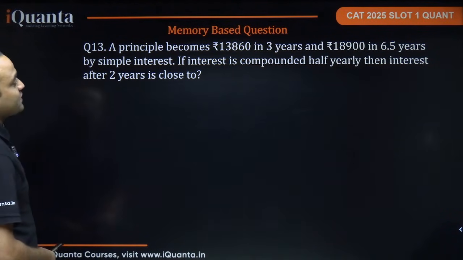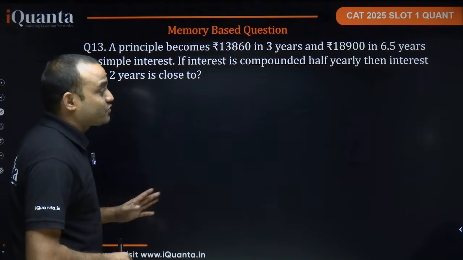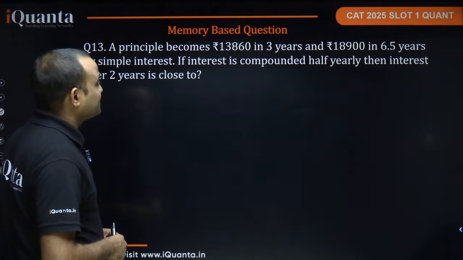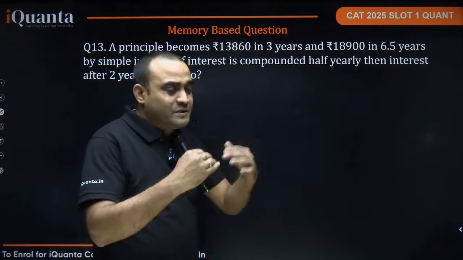Question 13, a principal becomes 13,816 in 3 years and 18,900 in 6.5 years by simple interest. These values could be a little bit up and down.